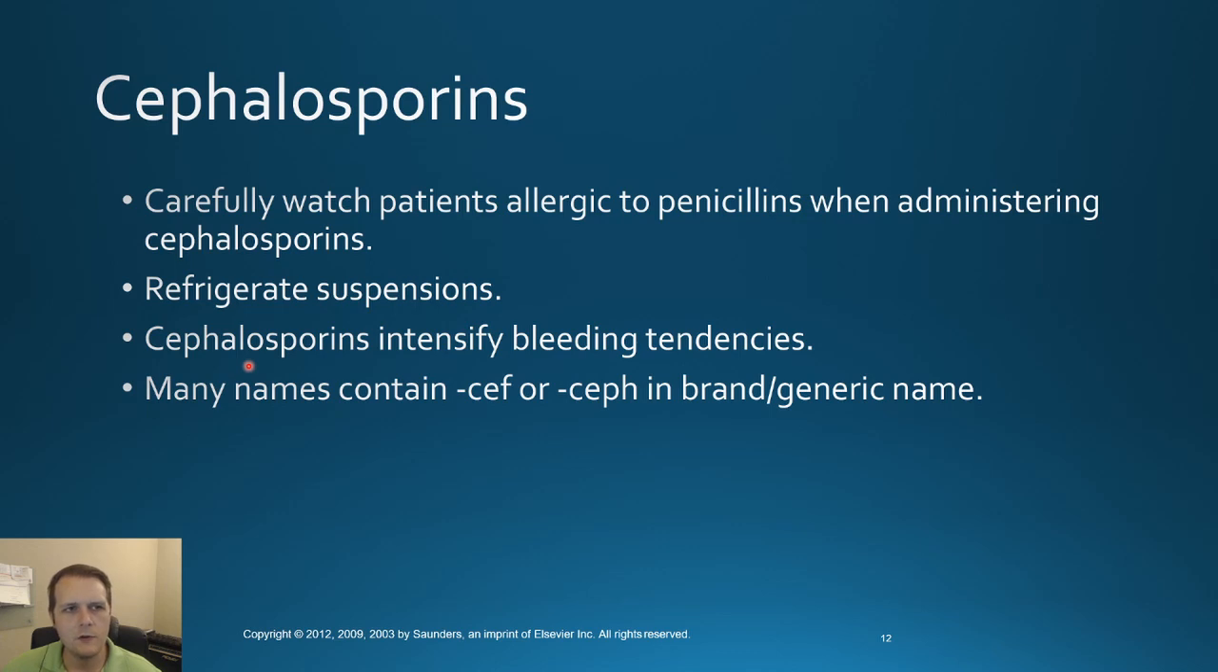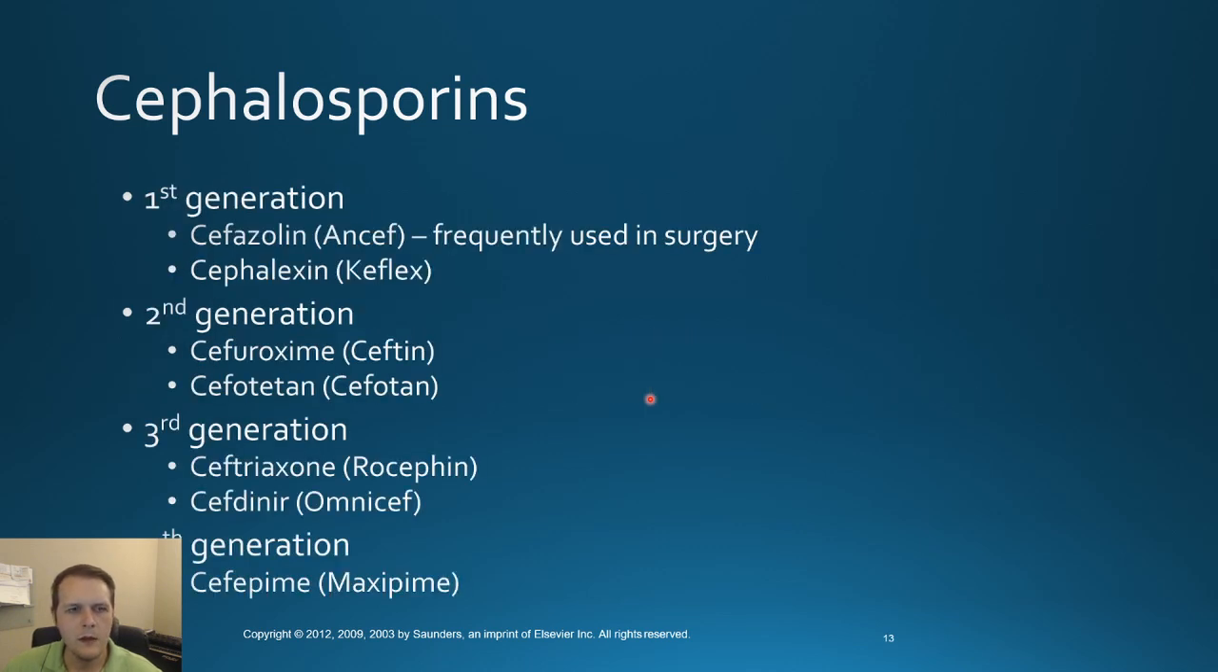And in general, just like you can tell a penicillin is a penicillin via the "cillin" in their name, you can always tell a cephalosporin with the Ceph or CEF or CEPH that's in the name. So just to give you an idea of the different varieties in terms of generation here, you're going to find that the first generation, these are generally pretty good for gram-positive sort of infections. And as you go up in generation, you get better gram-negative coverage.